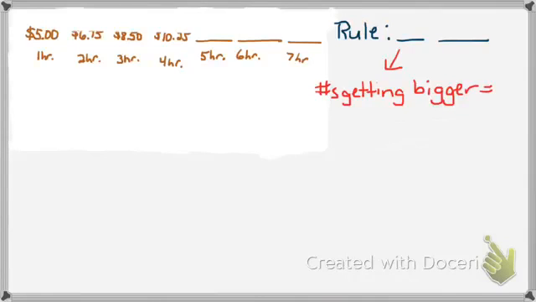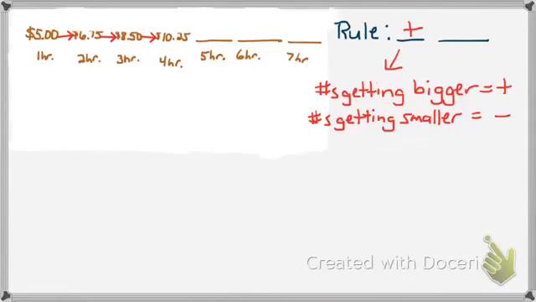If the numbers in the sequence that I'm given are getting bigger as I move on, then the rule is an addition rule with a plus sign. But if the numbers in the sequence are getting smaller as I move on, that would mean it's a subtraction rule. So let's look at this sequence. The numbers that are given are $5, goes to $6.75, $8.50, and $10.25. Are my numbers getting bigger or smaller? That's right, they're getting bigger. So what type of rule will it be? It will be an addition rule.